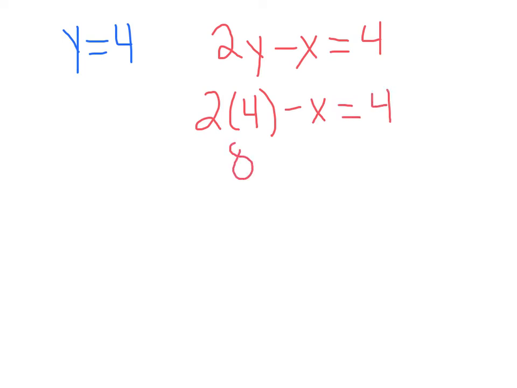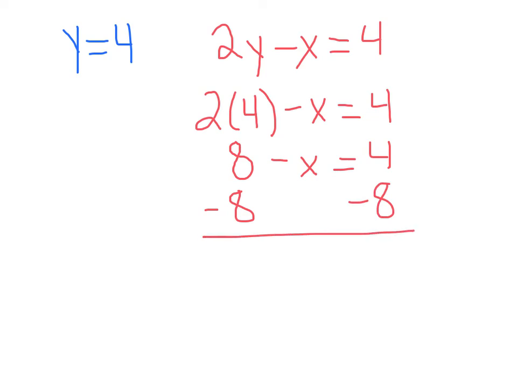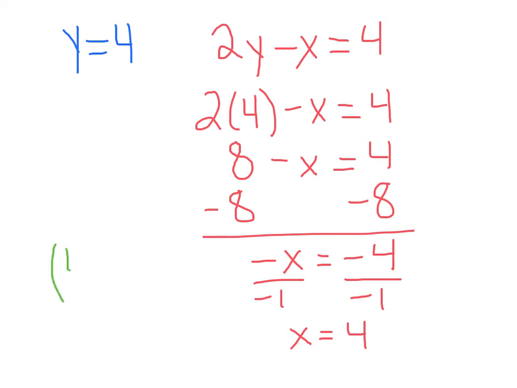Solving for x, I get 8 minus x equals 4. Subtract 8 from both sides. Get negative x equals negative 4. Divide by -1. And I get x equals 4. So the solution to this system of equations is the point 4, 4.